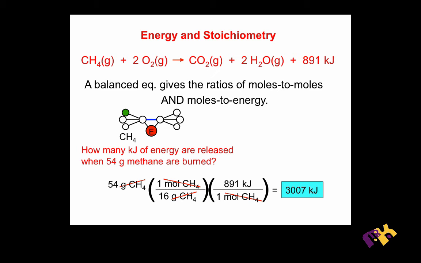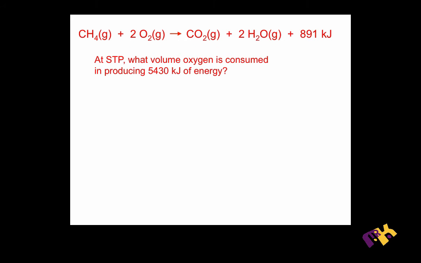We could also use the amount of energy, like if we were told that this process gives off 3,007 kilojoules of energy, they could ask us how many grams of methane we have burned. And we'd work backwards through the process to solve for that. So does that sit okay so far? Makes sense. All right, so let's check out one more example here.